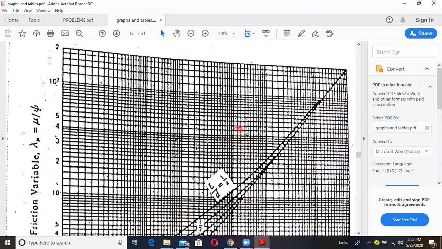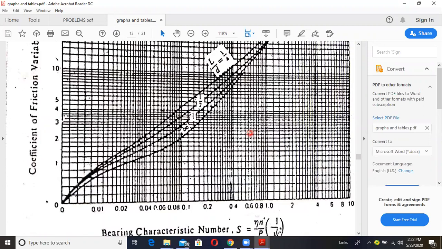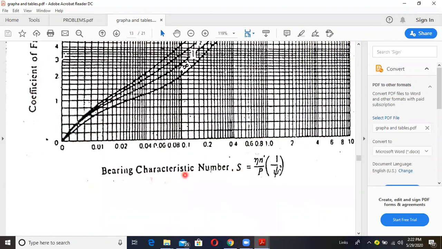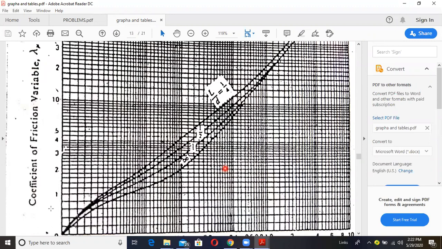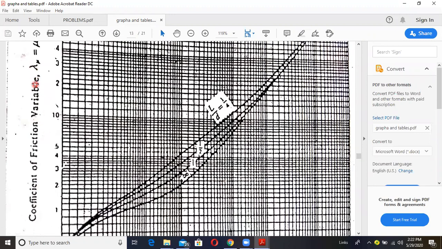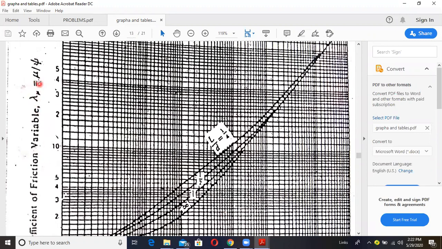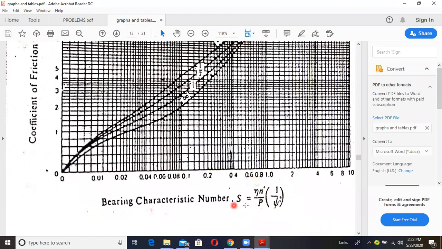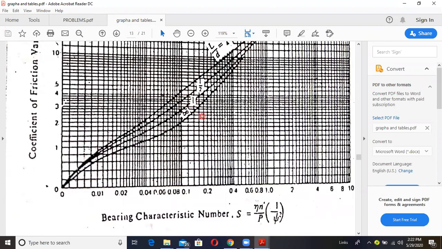See, this is the figure 24.20. Here in the x-axis we are having bearing characteristic number S. Y-axis we are having the coefficient of friction variable, that is equal to mu by xi, and number of curves we are having L by D. So in order to calculate this y-axis, first we have to calculate x-axis and the L by D.